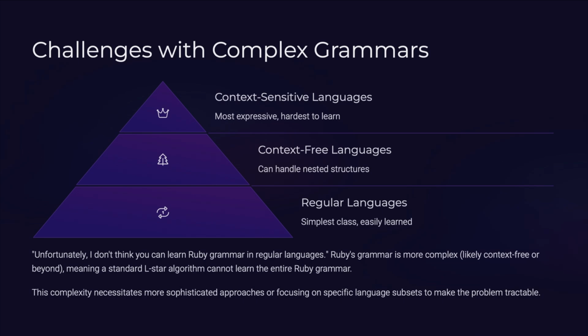However, and this is a big however, the talk was very clear about a significant hurdle right now. Basic L-star is designed to learn regular languages. Which we said Ruby isn't. Exactly. Ruby's grammar is much more complex. It's at least context-free, possibly more, requiring models like pushdown automata to handle things like nested structures properly: parentheses, brackets, begin blocks. So you simply cannot learn the full, complex Ruby grammar with standard L-star.